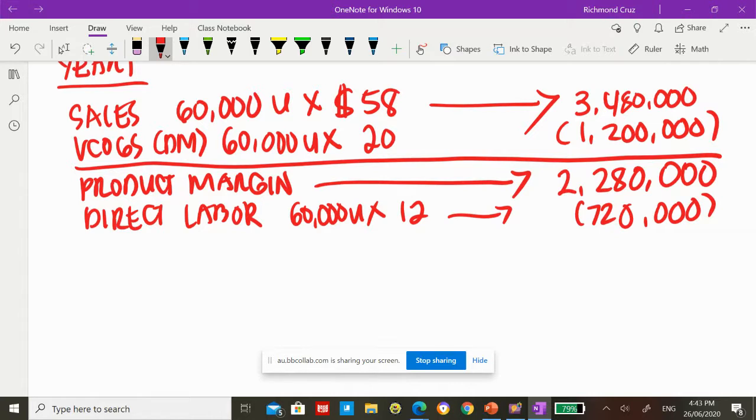So the same total direct labor cost. However, instead of being part of the cost of goods sold, direct labor cost will be recognized as period cost. Aside from direct labor, we have variable manufacturing overhead, and this is 60,000 multiplied by 4. Actually, if we add direct labor and variable manufacturing overhead, that is the variable conversion cost.